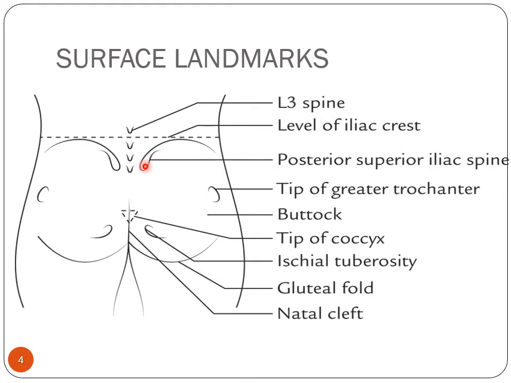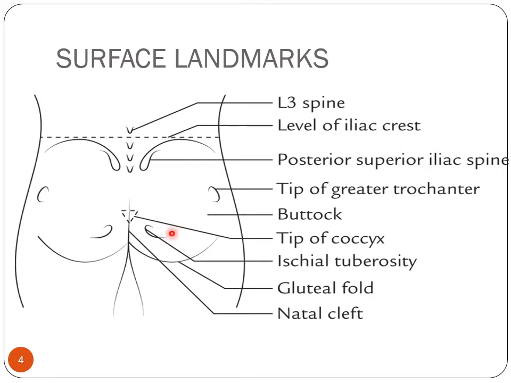Then the tip of the greater trochanter of the femur. This is the tip of the greater trochanter. It lies about one hand breadth below the tubercle of the iliac crest. Below the tubercle of the iliac crest, this is the tip of the greater trochanter. Then the ischial tuberosity. See, this is the ischial tuberosity. What is its importance?